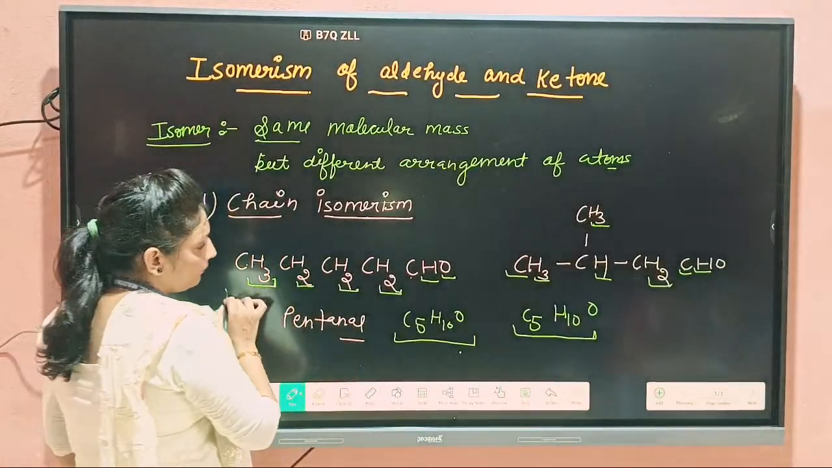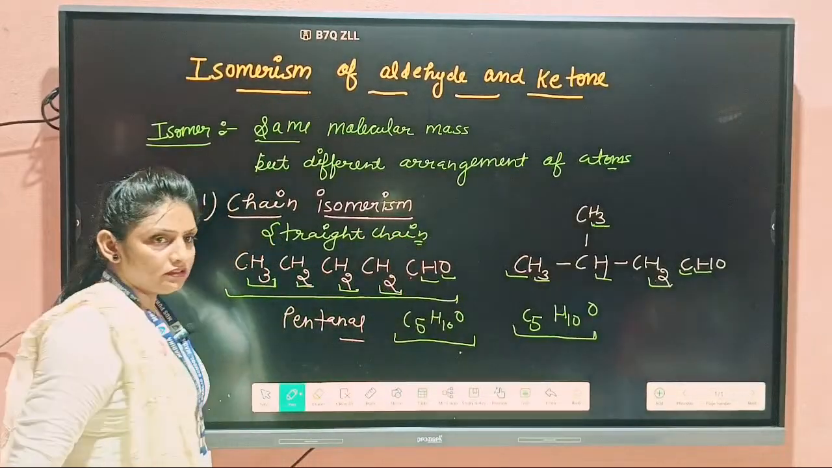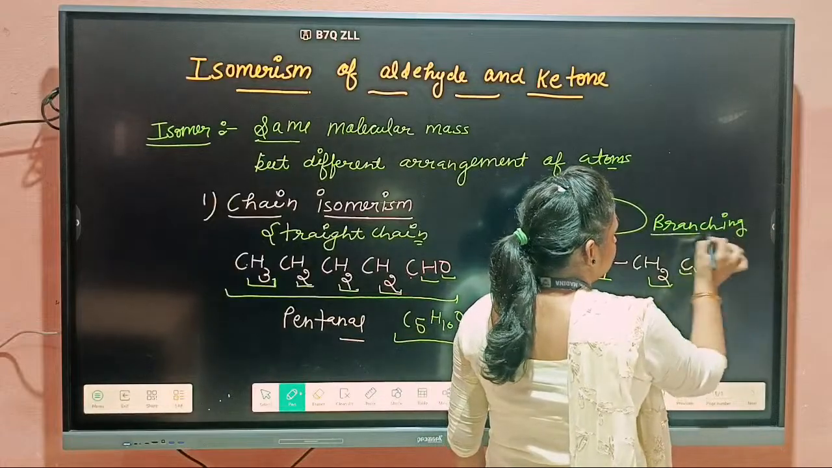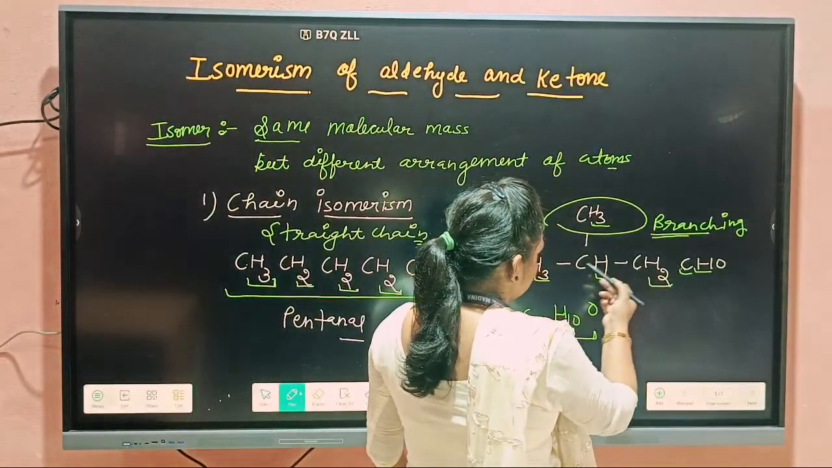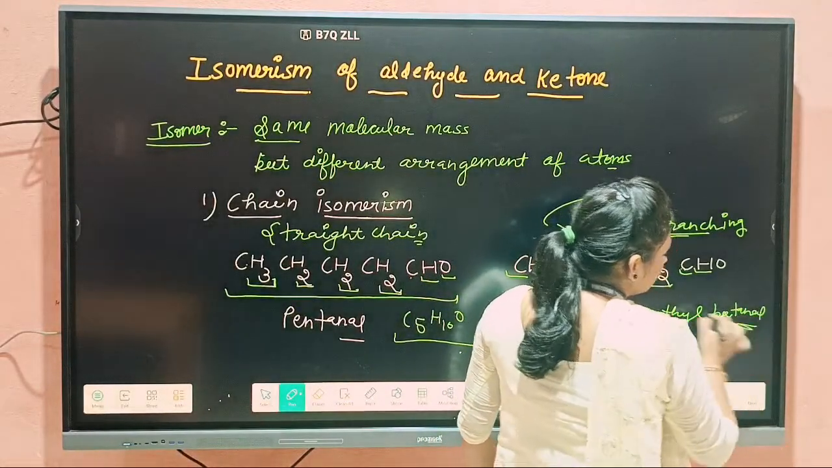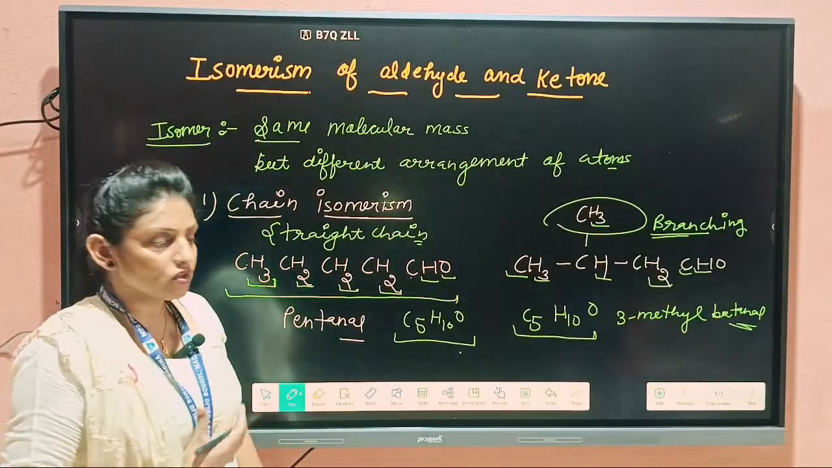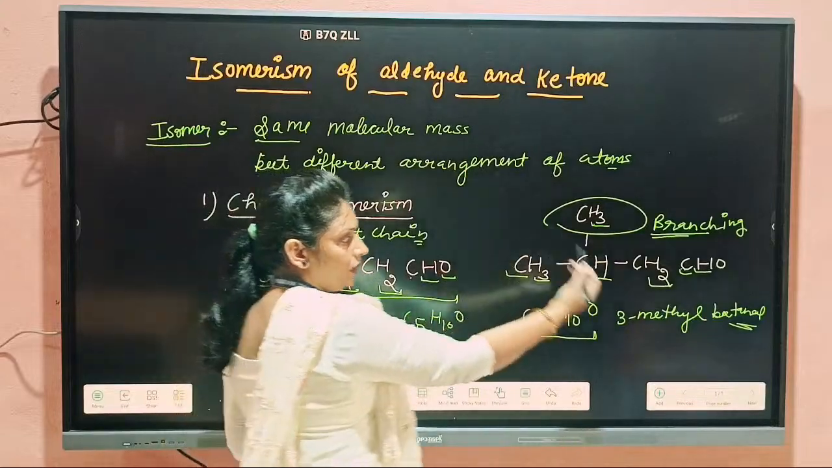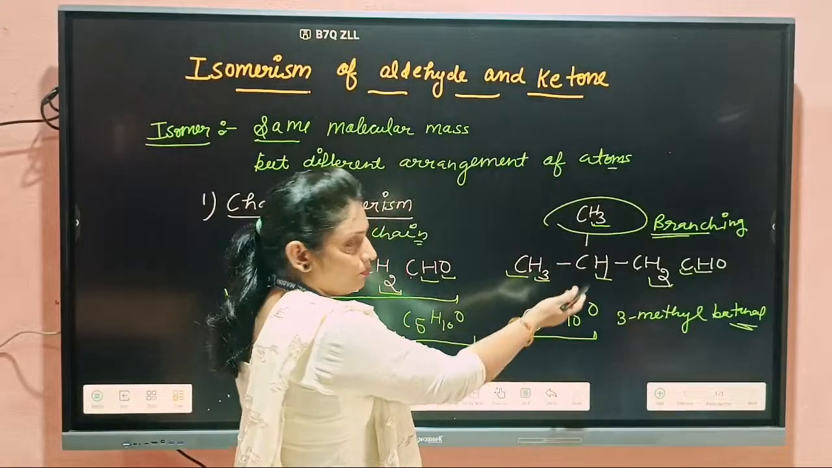But student, here one compound is present in straight chain and the other compound is branched. Here one carbon is placed in branching. So what is the name of this? Its name is 3-methyl-butanal. Due to the change in the chain, their property is also changed. So students, aldehyde shows the chain isomer. In chain isomer, some compounds will be in straight chain and some will be in branch chain. We can make more arrangements also if possible.